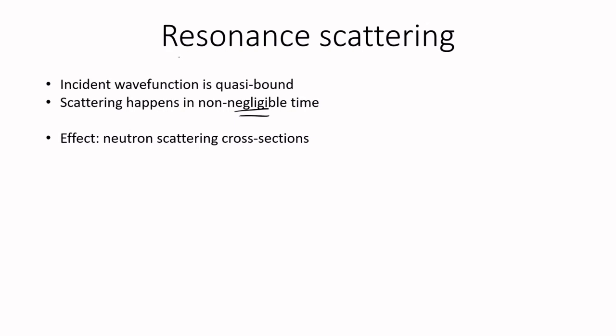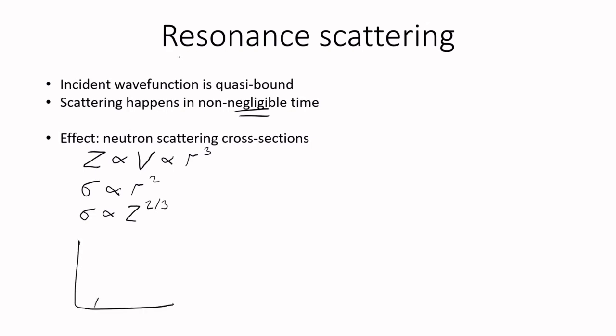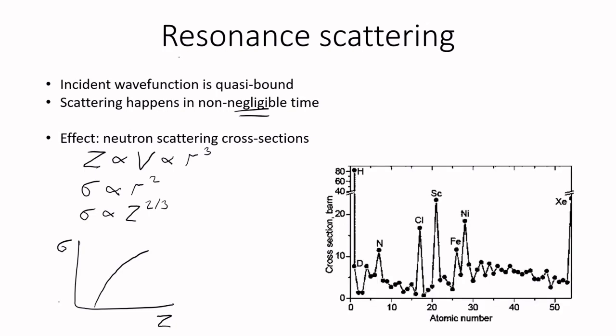So since the atomic number Z should scale roughly as the volume of the nucleus, that is as the cube of the nuclear radius, and the collision cross-section should, in the hard sphere model, scale as the square of the nuclear radius, we would expect the collision cross-section to scale as the atomic number to the power of 2/3. So we would expect a plot of the collision cross-section against atomic number like that, a nice monotonous function. The experimental data, however, looks like that. It doesn't seem to follow any trend at all.